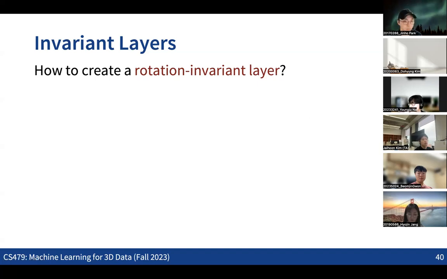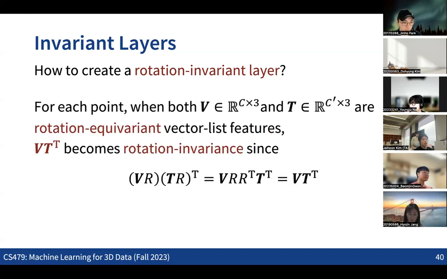The key idea is that let's say we have two rotation equivariant, vector list features, given from the same input. We have V and T. Let's say these two are rotation equivariant features. Then if we compute V times T transpose, this becomes rotation invariant, because if we look at this multiplication, the rotations cancel out when we compute V times T transpose. Makes sense?